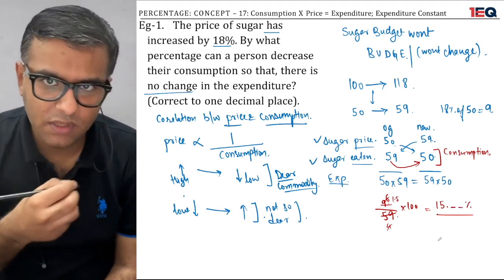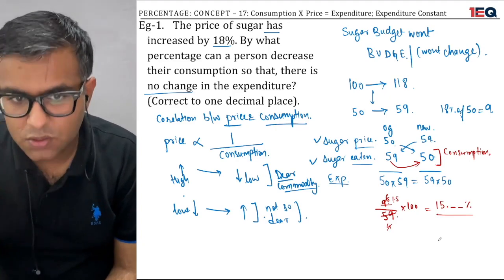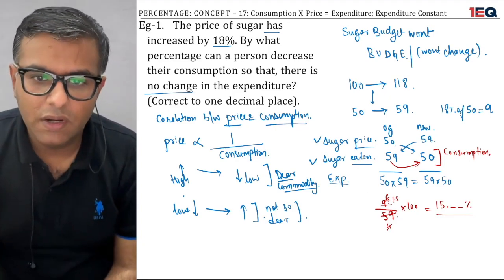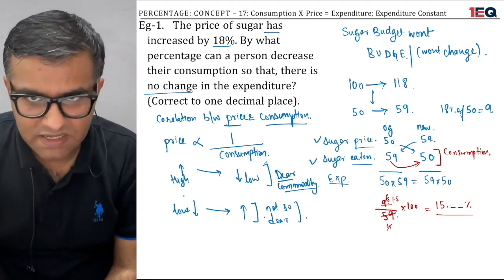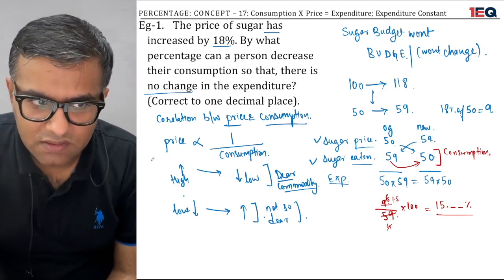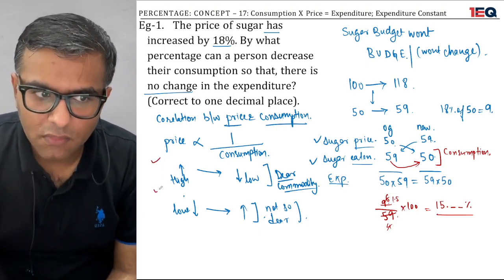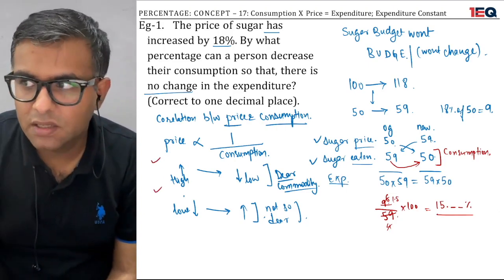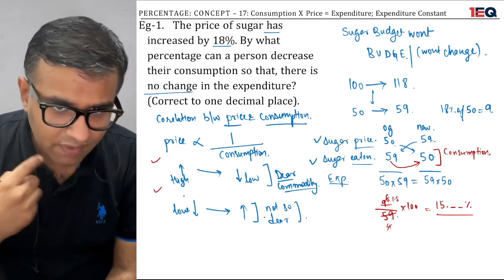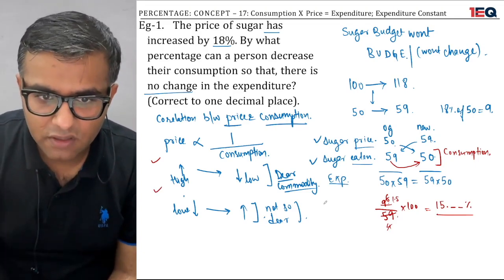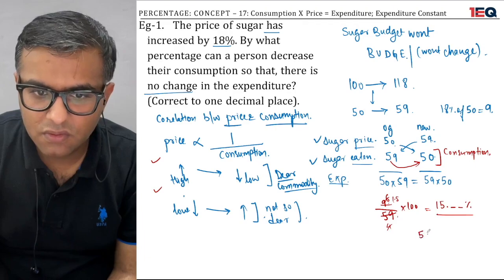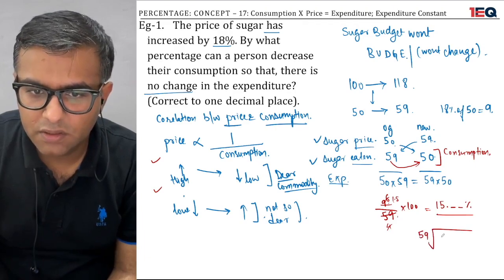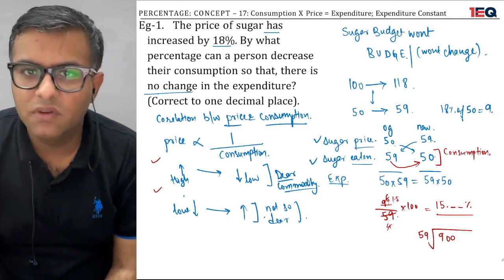So 15 point something would be the answer, and you can solve it more precisely, but particularly in SSC and other examinations, it's very clearly written over there. 15% this, 15% that, and the options might not be very close by. Even if they are close by, then I would suggest you follow the long division method. Okay, 9, 1, 2. Yeah, now you can follow it.